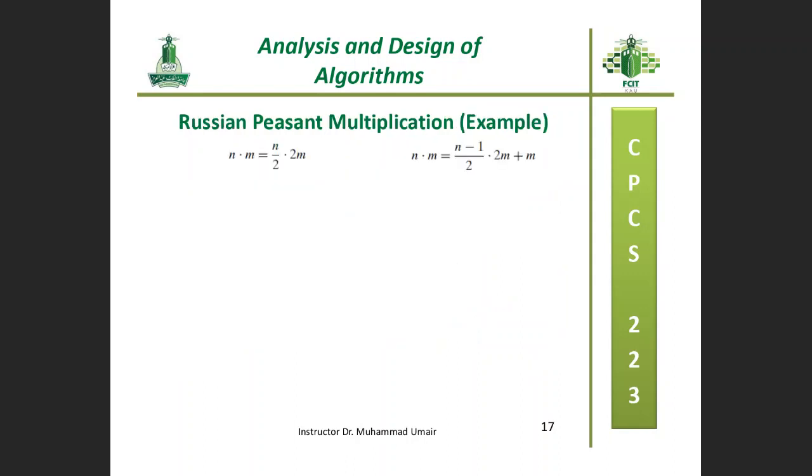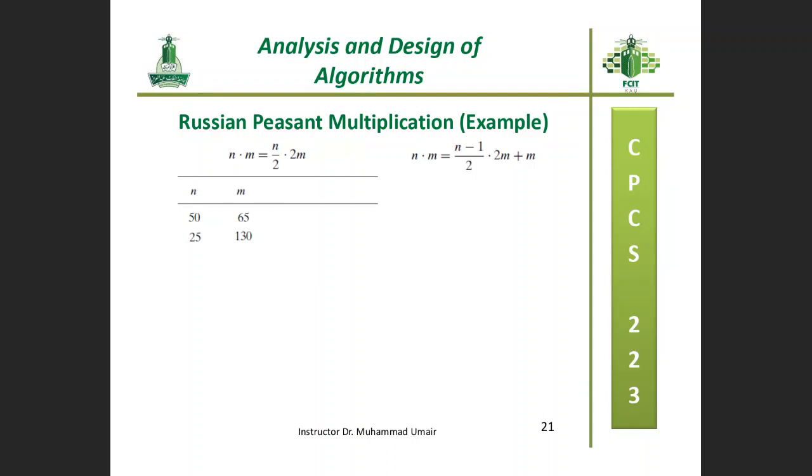Okay, now see an example of how these formulas can be used to multiply larger integers. Suppose we have two variables n and m, and the values of n and m are 50 and 65. If n is even, you will use this formula. If n is odd, you will use this formula. Here n is 50, which is even. So you make half of n and double m. So n will become 25 and m will become 130.